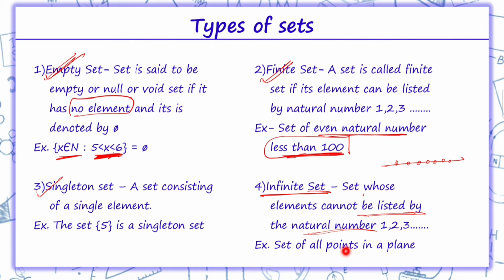Singleton set: the set which consists of a single element. Like if I'm talking about the set {5}, it consists of only one element. Therefore it is known as a singleton set.